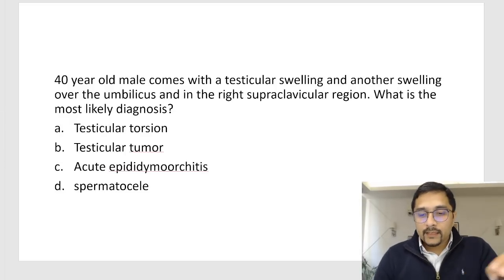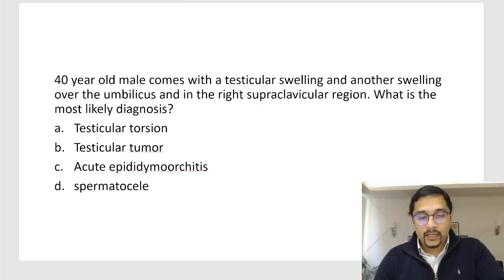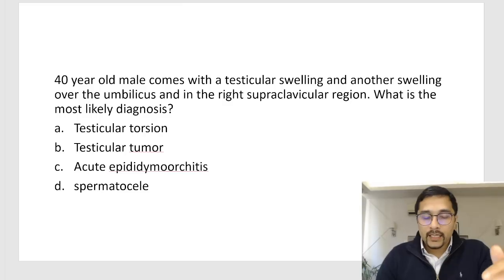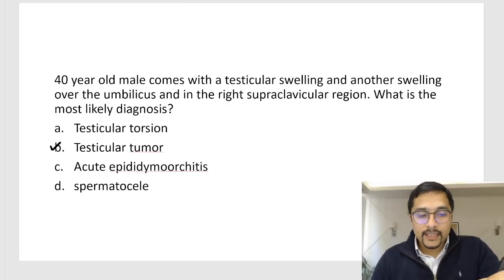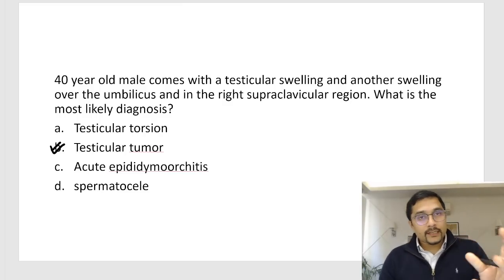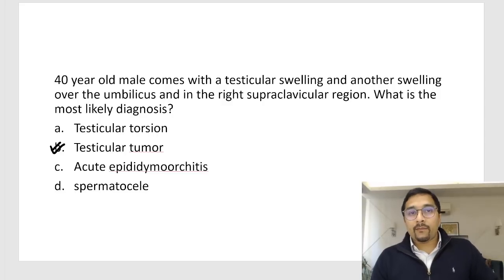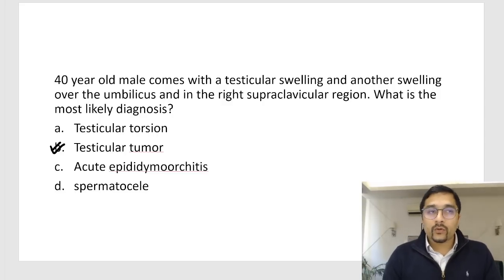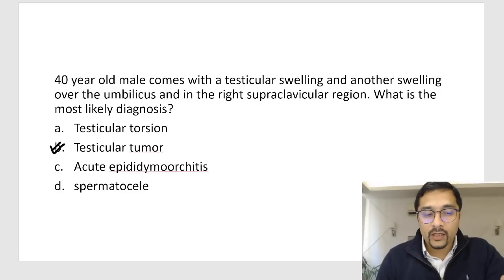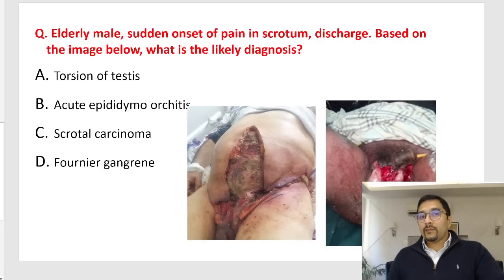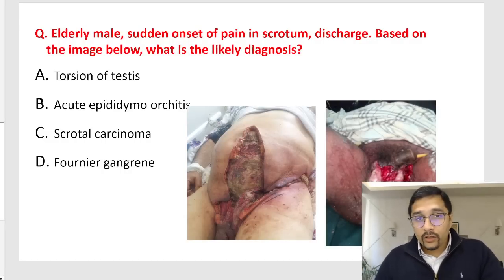A 40-year-old male comes with a testicular swelling and another swelling over the umbilicus and in the right supraclavicular region. What is the most likely diagnosis? So this is a testicular tumor because there is a testicular swelling, above the umbilicus are retroperitoneal lymph nodes, and you can have supraclavicular lymph nodes as well. These are all signs of a testicular tumor. Testicular tumors, you should always remember, we never do FNAC or biopsy in a patient with suspected testicular tumor.